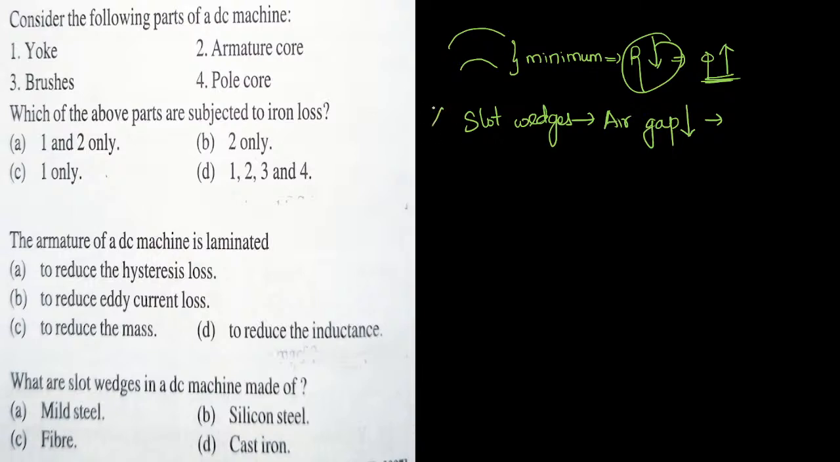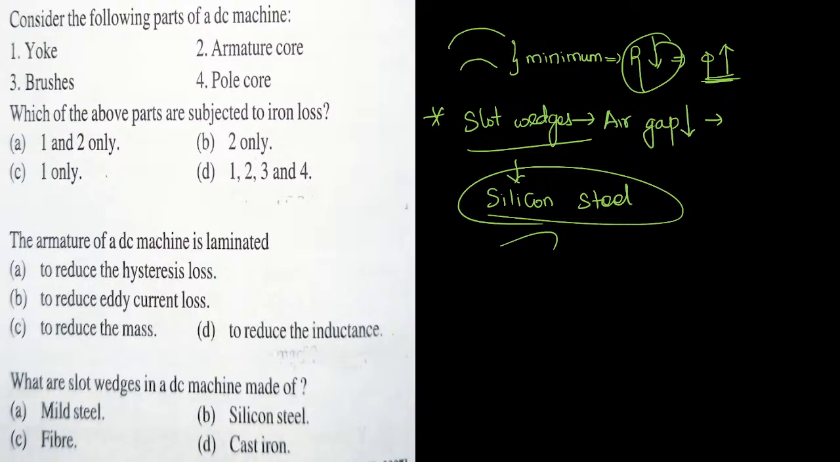So that is the advantage of using these slot wedges, and we are manufacturing them with the help of silicon steel. That's all. So what is the correct answer? Option B is the correct answer.